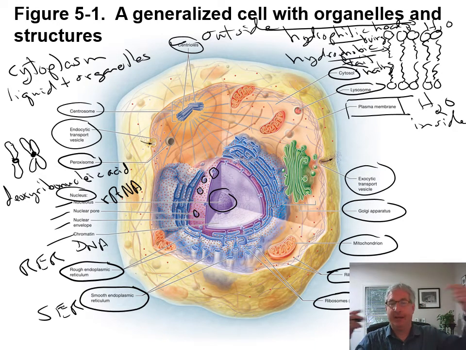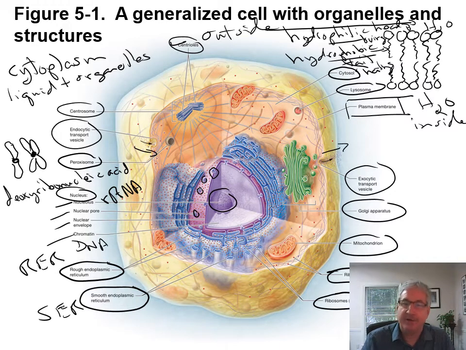Endo meaning stuff going into the cell. That's why there's a little arrow going in. And exocytic, stuff coming out of the cell.